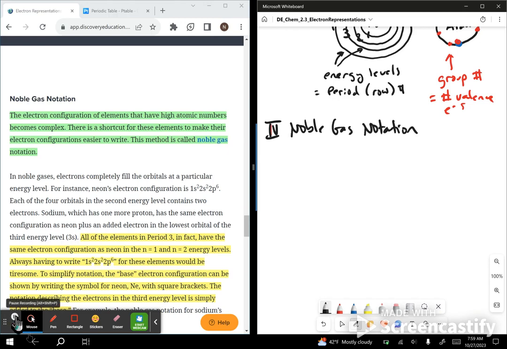Okay, and I'm going to hit pause here for a second. Okay. Okay, and finally, we're on noble gas notation. I had to just do something there.